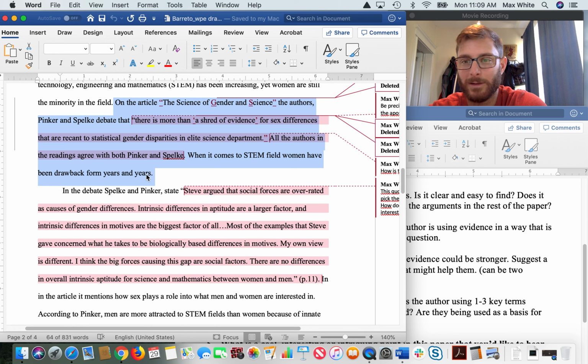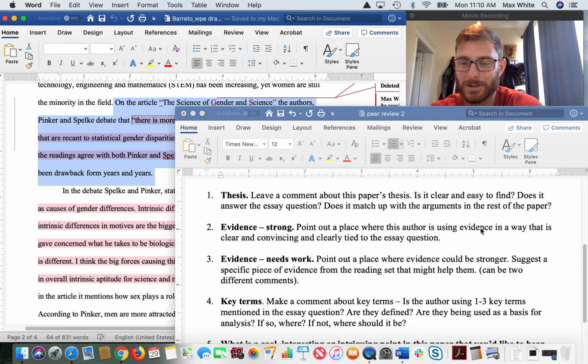But let's pause for a minute. You guys have read this essay set. What's the problem with saying that all the authors agree with Pinker and Spelke? Both of them. Yeah, Pinker and Spelke disagree. That's the point of the reading set. They're having a debate. They think the opposite things. So to say that everyone agrees with one or the other, yeah, sure, it's true because they do take sides on the question, but it really doesn't make sense. It's not answering the essay question.